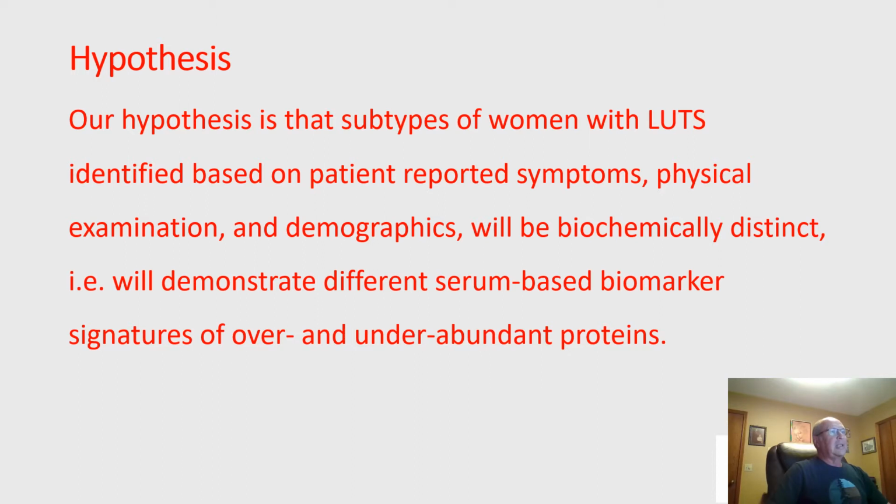We believe that LUTS, as many other complex disorders, is heterogeneous and could be represented better as a set of subtypes. Our hypothesis is that subtypes of women with LUTS identified using symptoms, physical exam, and demographics data will be biochemically distinct and will demonstrate different signatures of over and underabundant proteins. Therefore, we will first identify subtypes of women with LUTS without using biomarker data, and then compare biomarker signatures of the identified subtypes.